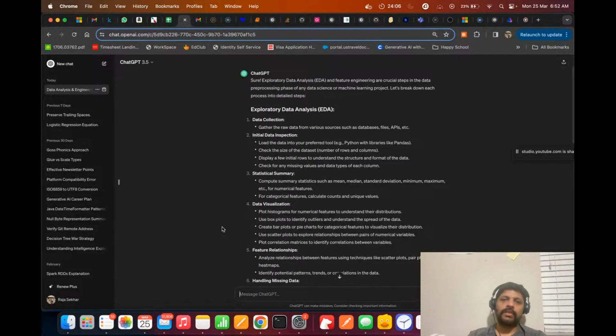For categorical features, what we'll calculate is counts and unique values. So we'll try to identify how many categorical features there are. We can actually find out how many classes there are. That analysis can be done on categorical features.